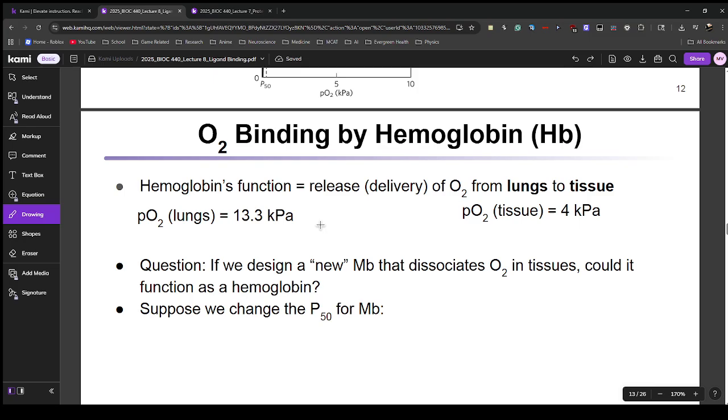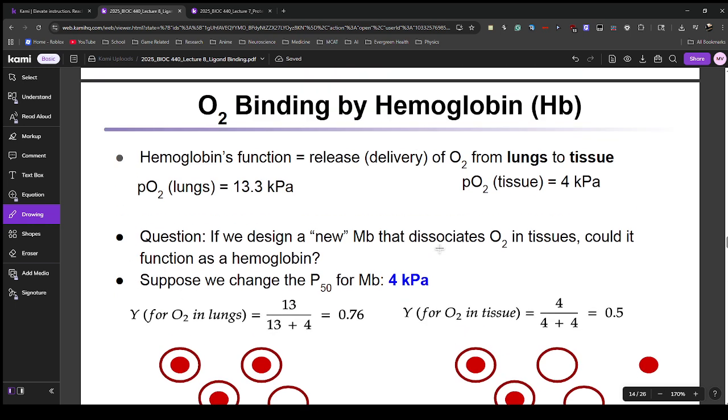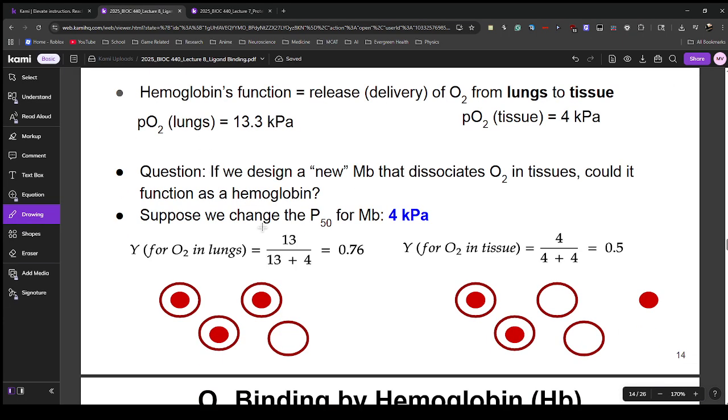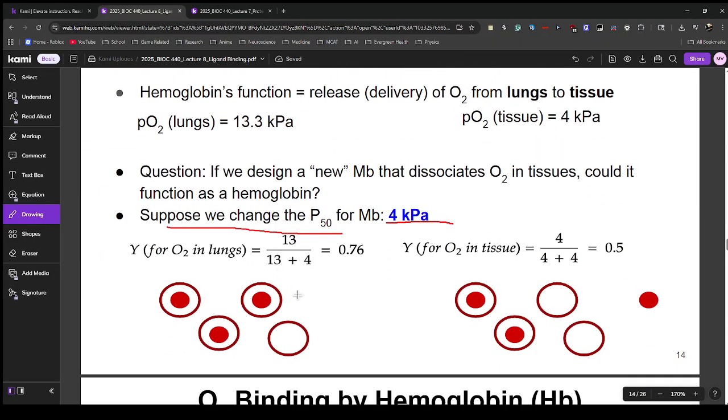Let's look at hemoglobin instead. So hemoglobin's function, we'll look at this and this again. If we design this new MB that dissociates, how does this work? Here we go. Let's change the P50 to 4. Before it was 0.26. Let's change it to 4, much higher. Now it's different. Now we've got much less occupancy, and much less occupancy in the tissue.